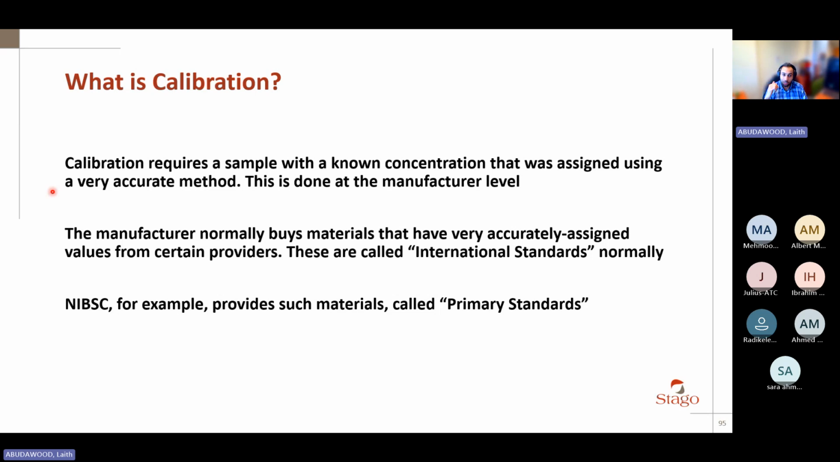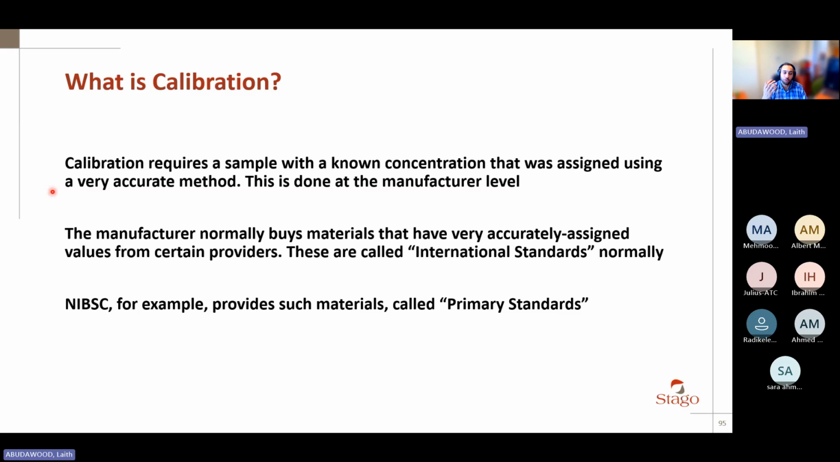which means that your calibration will not be accurate, which means the results you report to your patients are not good. So there is a high risk for your patients if you use a calibrator with a value that's not assigned very, very accurately. That's why calibrators are far more expensive than quality control materials.